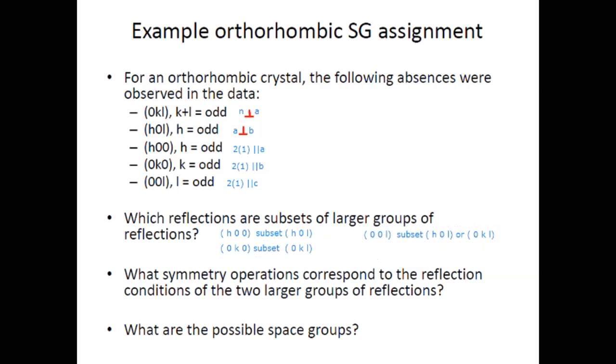Now, which symmetry operation can correspond to the reflection conditions of the two larger groups of reflections? That's going to be our n-glide perpendicular to A and A-glide perpendicular to B.